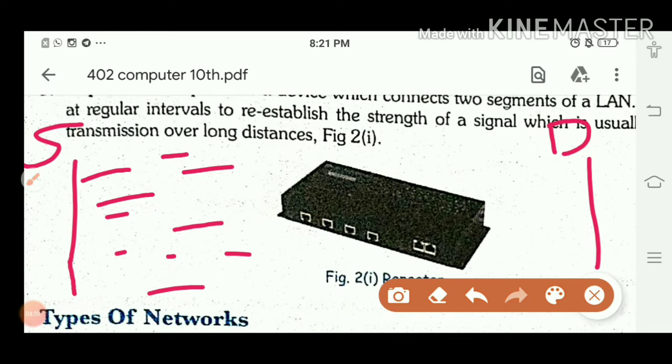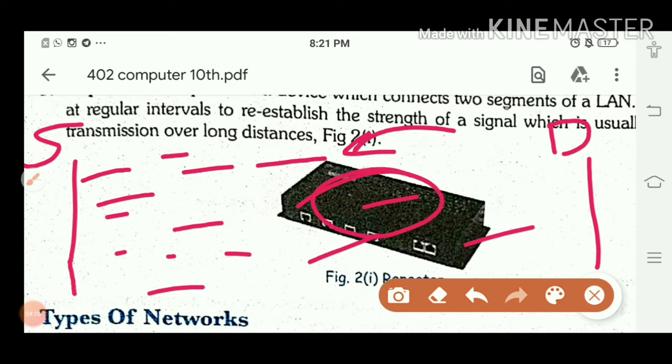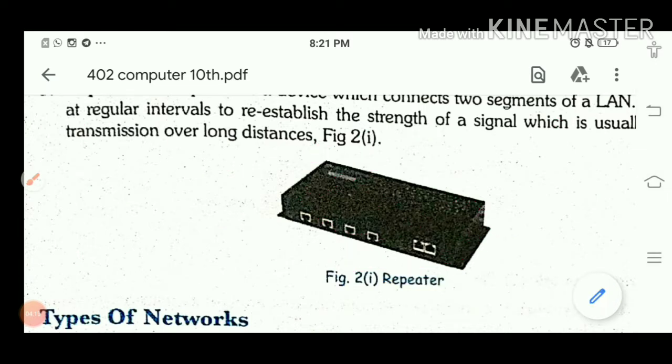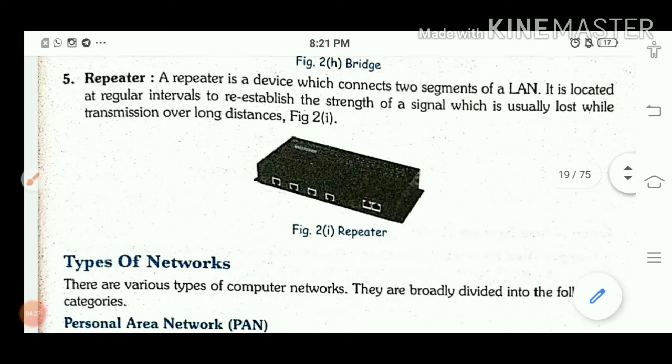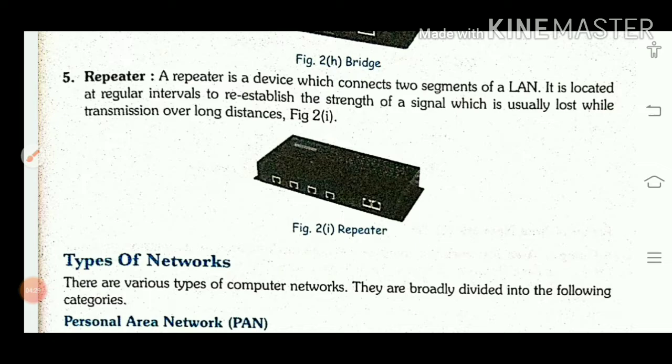What happened? In the long distance, a few signals lost their strength. So Meenakshi ma'am will come. In cross country, what happened? A few students feel tired. So Meenakshi ma'am here is what? Meenakshi ma'am is the repeater. What will ma'am do? Ma'am is giving you Glucon-D or glucose, so that will provide you the strength. In the same manner, the repeater will provide the strength and re-establish the signal. Okay, strength of the signal.